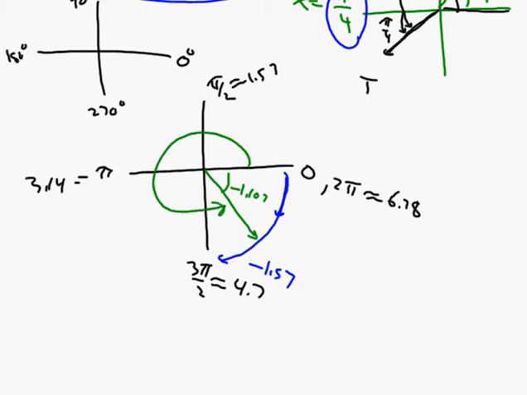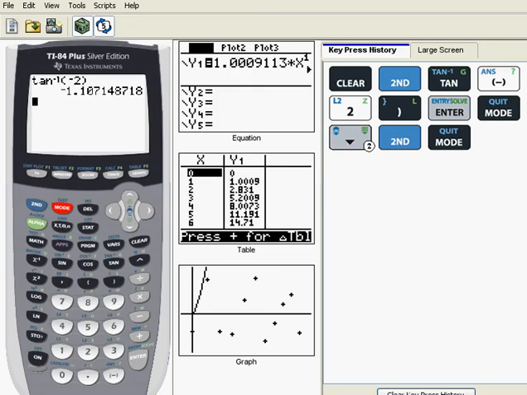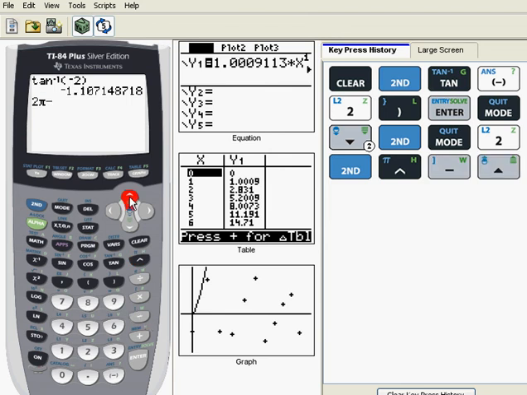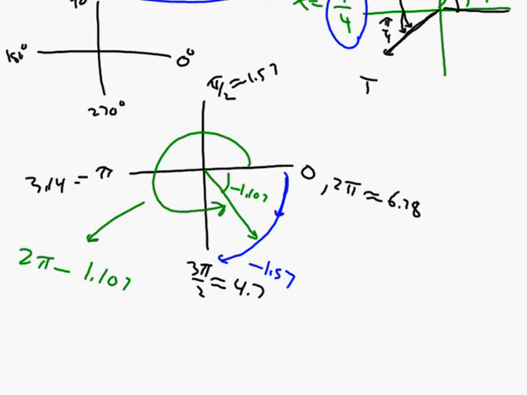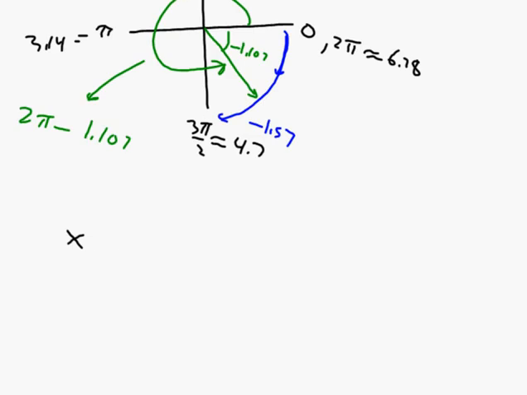So to get that, what we would do is 2 pi minus 1.107, and that would give us the angle. That's the answer. So let's do that. 2 pi minus the answer. Well, we're not going to do that. We'll do 2 pi plus the answer because it's negative. Enter and enter. So we get out 5.176. So that's our first answer. X equals 5.176 radians.